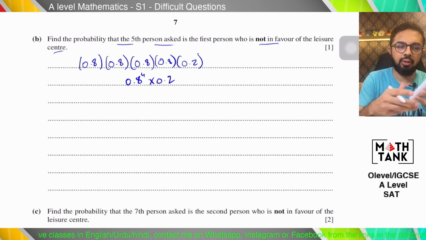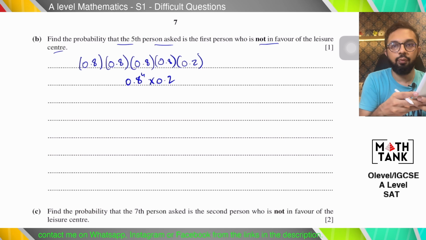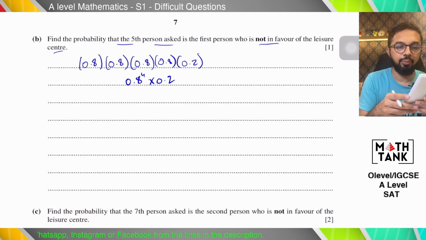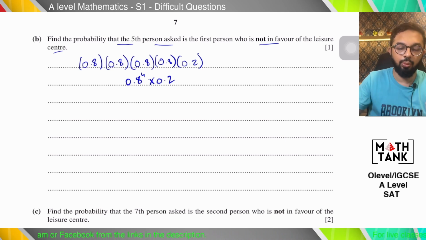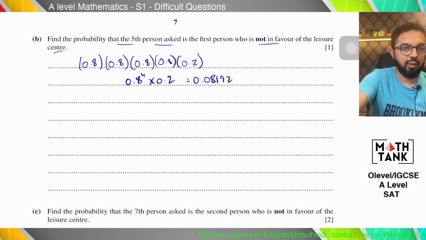The idea in this question is that your success has sort of changed. It's no longer people who favor the center, it's people who do not favor the center. Okay, let's check if we are doing this correctly. Question number 3.